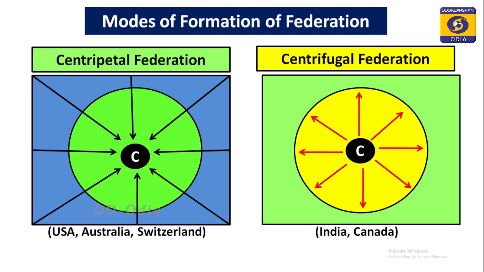So when certain independent states, because of their economy, foreign policy, security, and economic development, voluntarily surrender their sovereignty and make a new one, without any hesitation, as a result of which that is known as a centripetal form of federation, or the fusion process of making a federation.